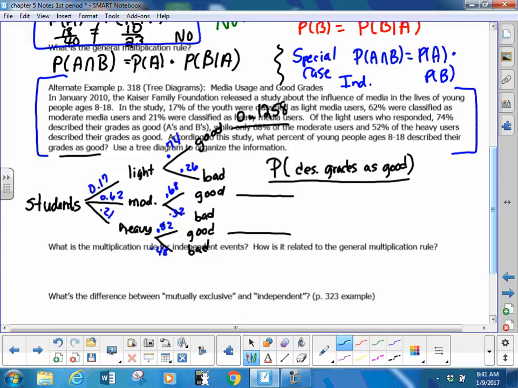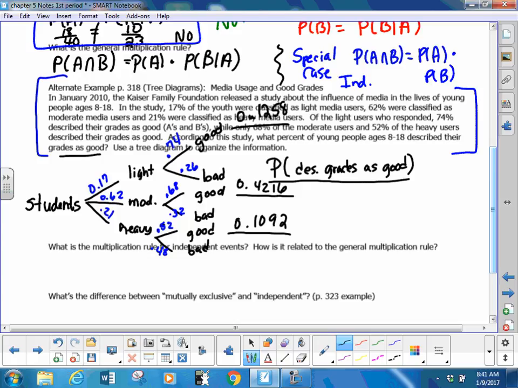Here, the way we got to good was moderate and good, and we're thinking multiply, so that's 0.4216. And then heavy and good, so we're thinking multiply. So we got our three numbers. What you're going to learn is when you go across the branches, you multiply. When you go down the tree, you add. That's not a real mathy thing, but it does help you: across the branches, you multiply; when you go down, you add.